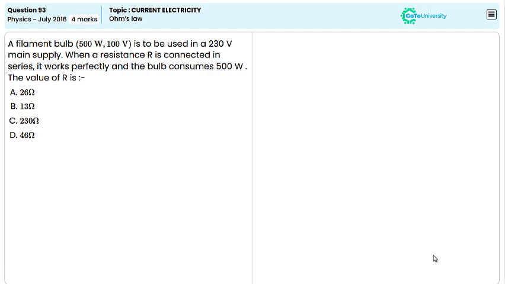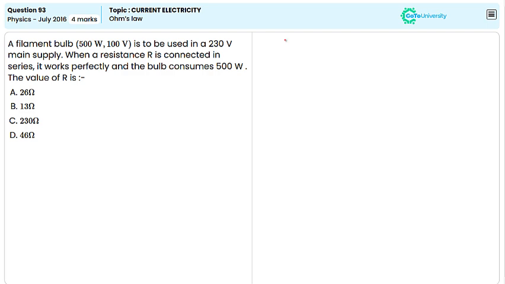A filament bulb, 500 watts and 100 volts, is to be used on a 230 volts main supply. When a resistance R is connected in series, it works perfectly and the bulb consumes 500 watts. What is the value of R? We need to calculate the value of the resistance R connected in series with the filament bulb.